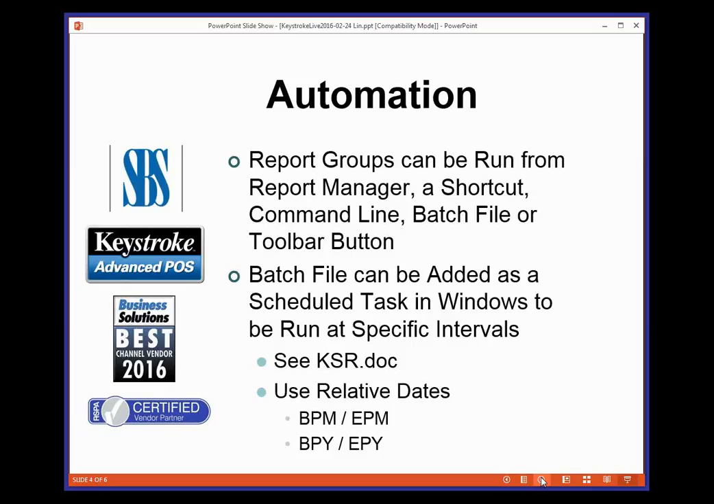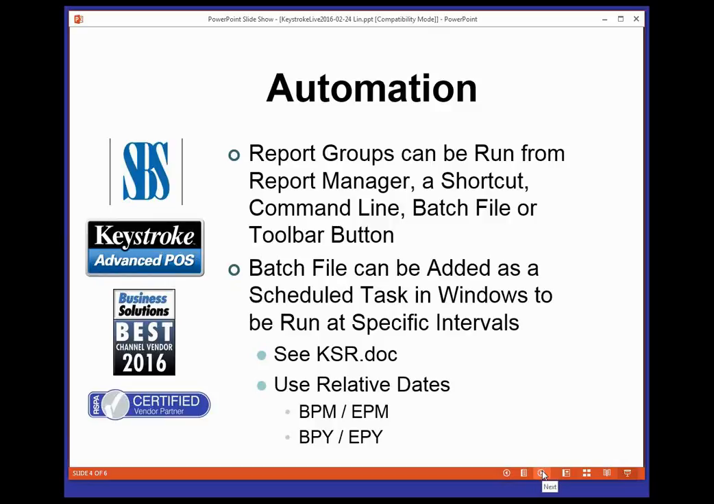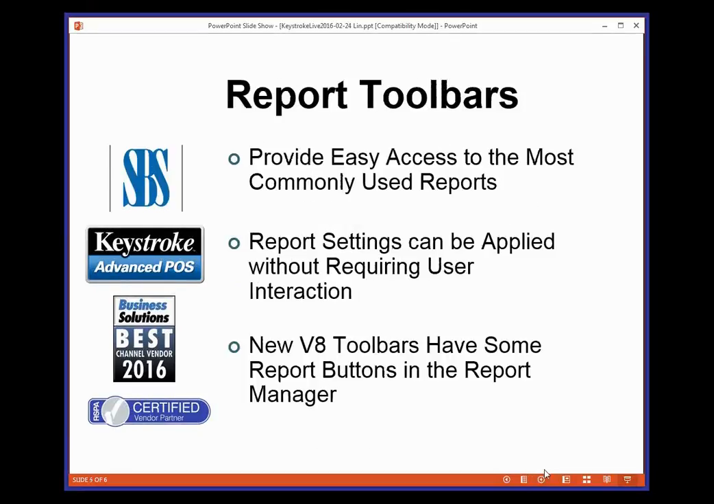We're always happy to help you if you're having a problem with this. The automation is great. You can set it up. You can even set it up to go to PDF files, text files. It's a great way to go. Once you find a report, save the settings. Once you find a group of reports you run on a regular basis, you can set it up in a batch file and automate it with a batch file, run it from a command line, or set up a toolbar.